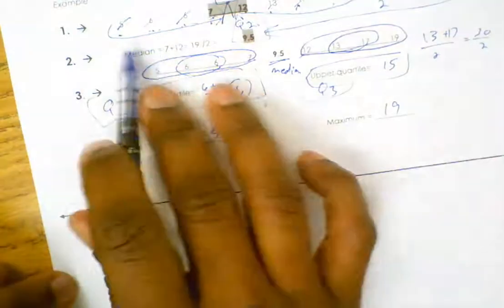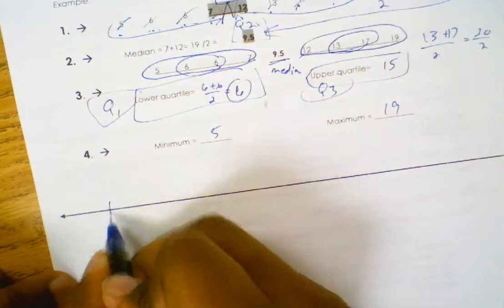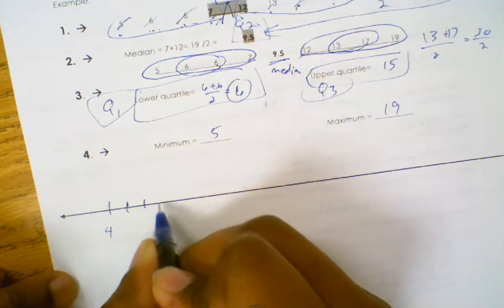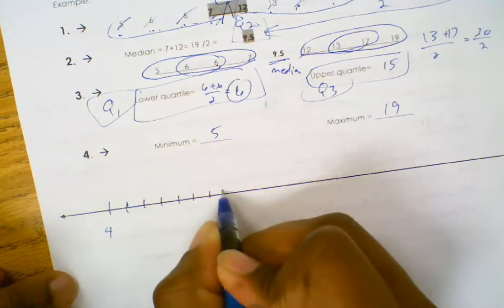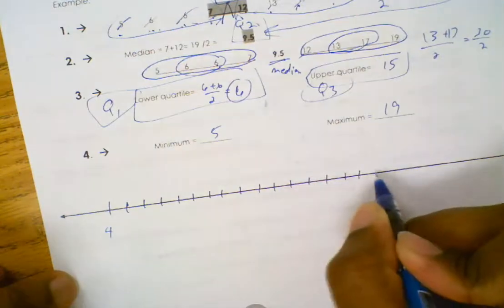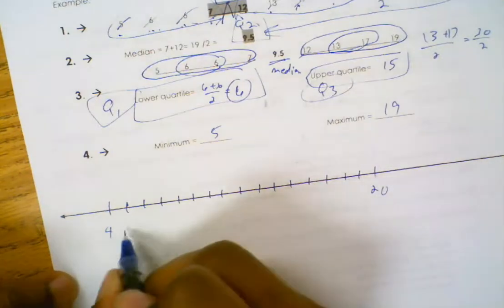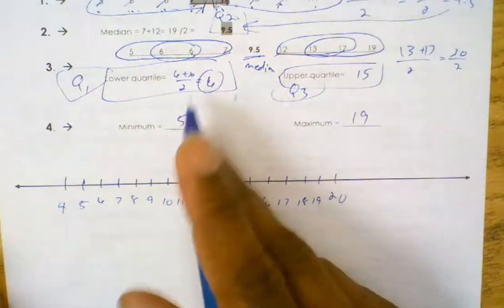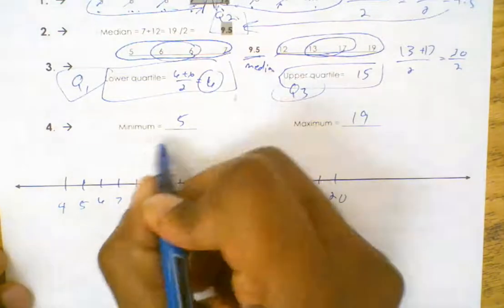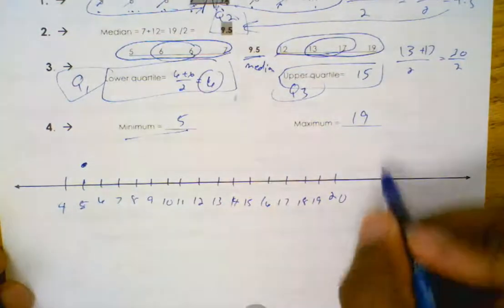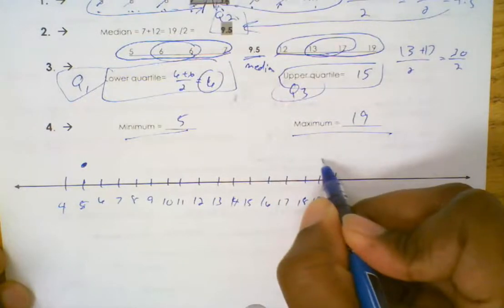my number line goes from 5 to 19, so I'm going to start here at 4, one beneath it. So 4, 5, 6, 7, 8, 9, 10, 11, 12, 13, 14, 15, 16, 17, 18, 19, 20. We'll go one above. Now I'm going to put dots above each of these important numbers. My lowest dot is my minimum, so it's at 5, and I put a dot above the 5. My biggest dot is 19, and I put a dot above the 19.